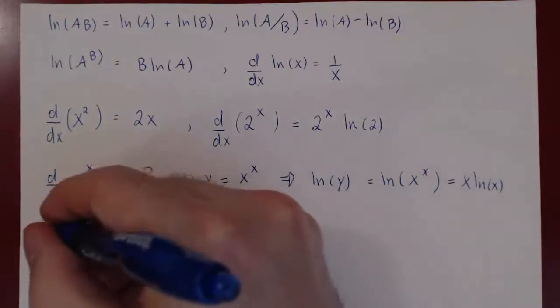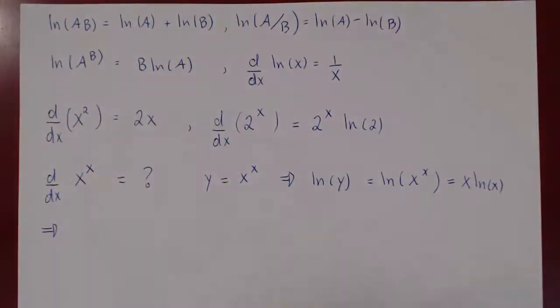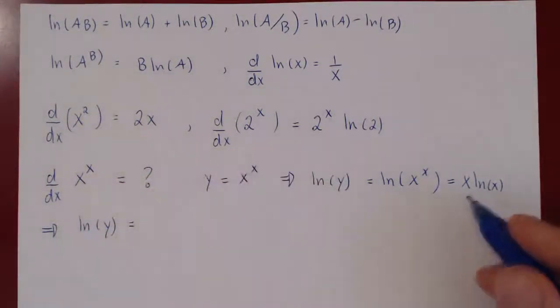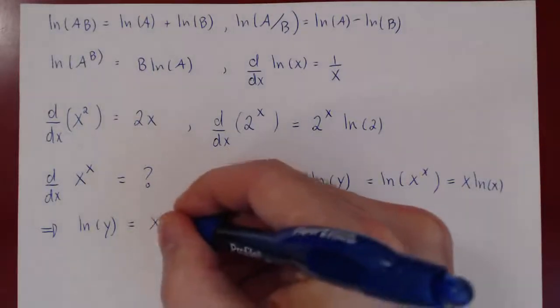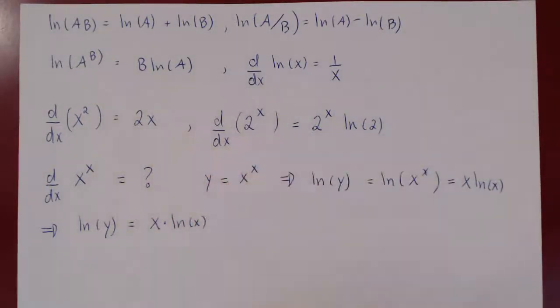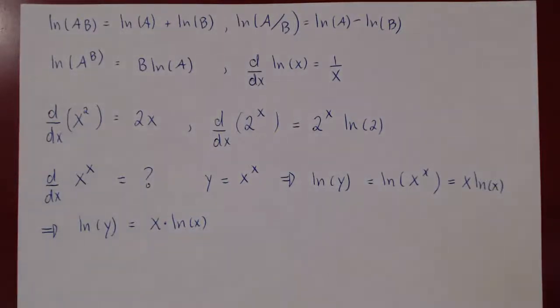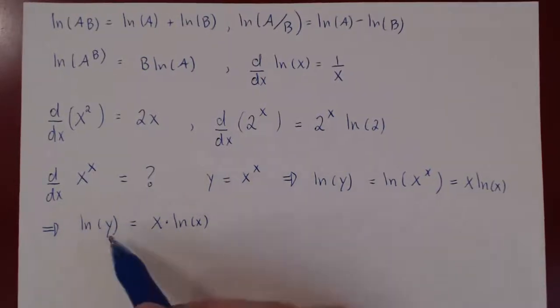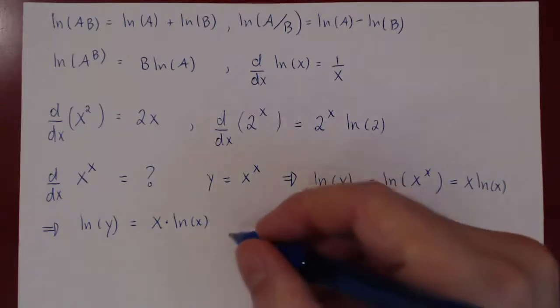And now look at what we have. Now we have ln of y equals x times the ln of x. And if you look at this, the problem has disappeared. There's nothing here that we don't know how to differentiate. So we can differentiate both sides, but remember that y is a function of x. Therefore, this is a function of x. This is also a function of x. So both sides are equal as functions of x. Hence, they have the same derivative.